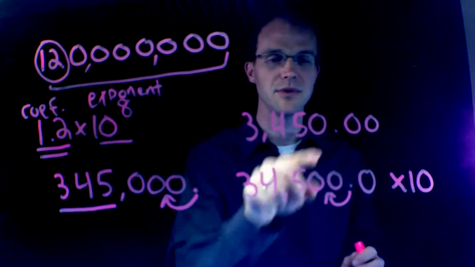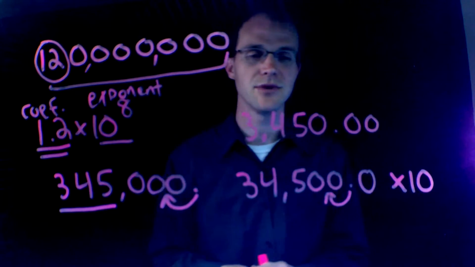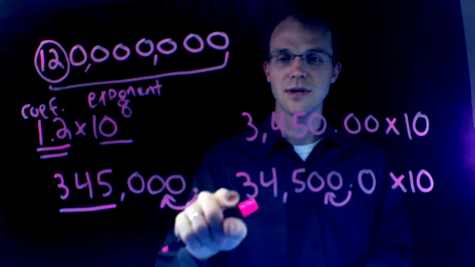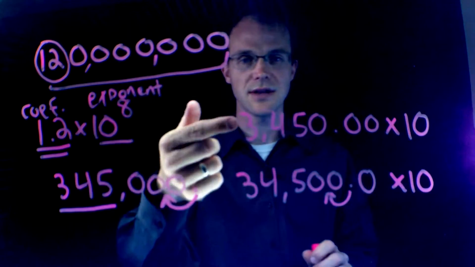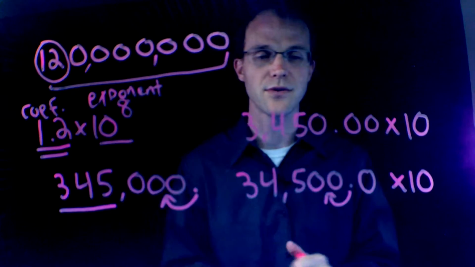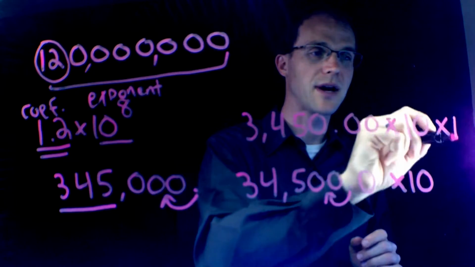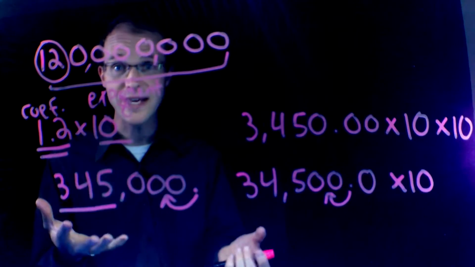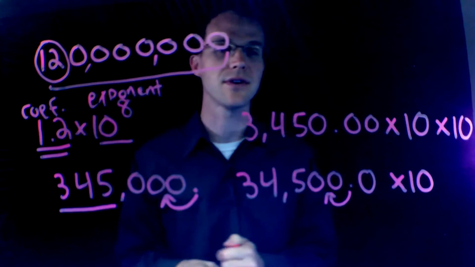And I've got a couple digits after there because I moved that decimal again. Well, remember, I already had the times 10 here. Now what do I do to get these two numbers to be equal? Well, to get 3,450 to be equal to 34,500, I need to multiply by 10 again. And so now I've actually multiplied by 10 twice. And that's what we keep doing in scientific notation.